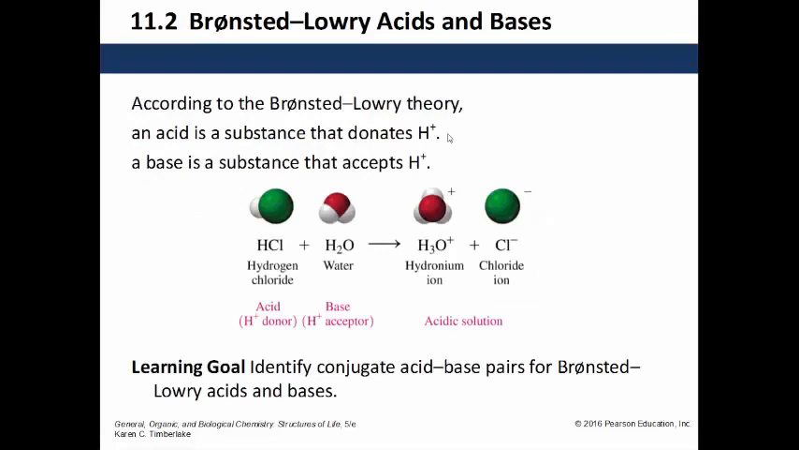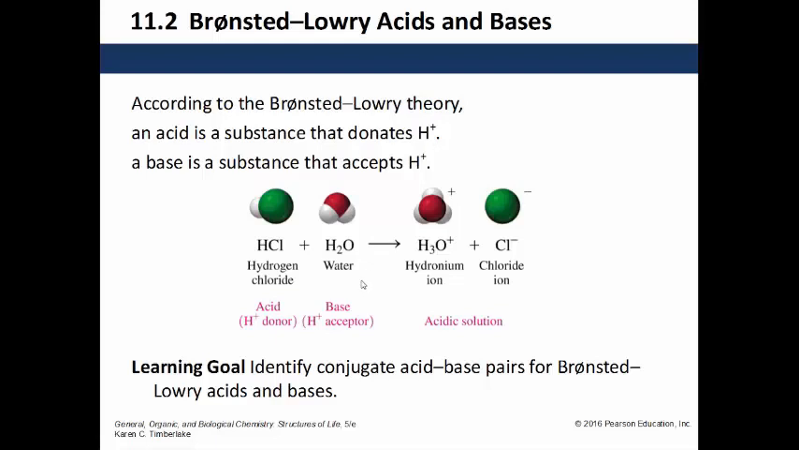Alright, next we'll move on to a different type of acid and base. These are the Bronsted-Lowry acids and bases. Now, according to this theory, an acid is a substance that will donate a hydrogen ion, H+, and a base is a substance that will accept a hydrogen ion.